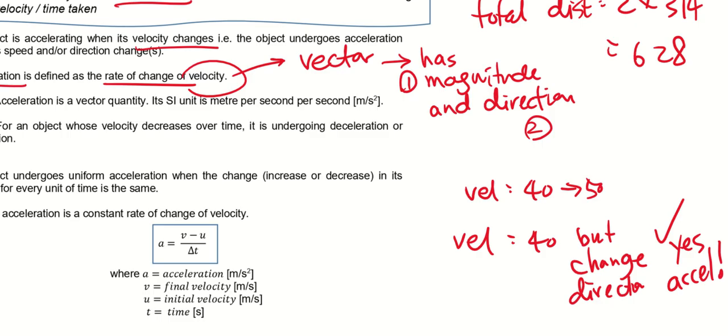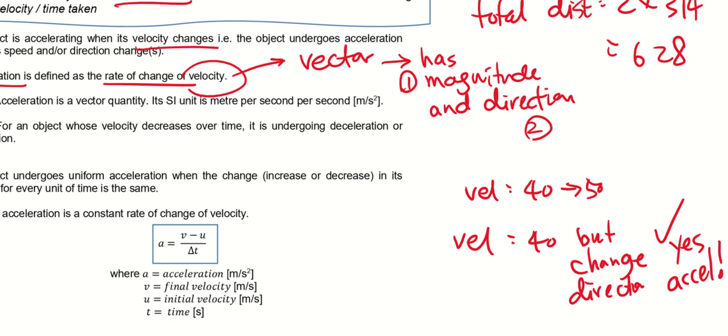Because what is the definition for acceleration? Rate of change of velocity. But velocity has two things: one is the size, one is direction. As long as one changes or both change, there is acceleration, because that is what the definition says.